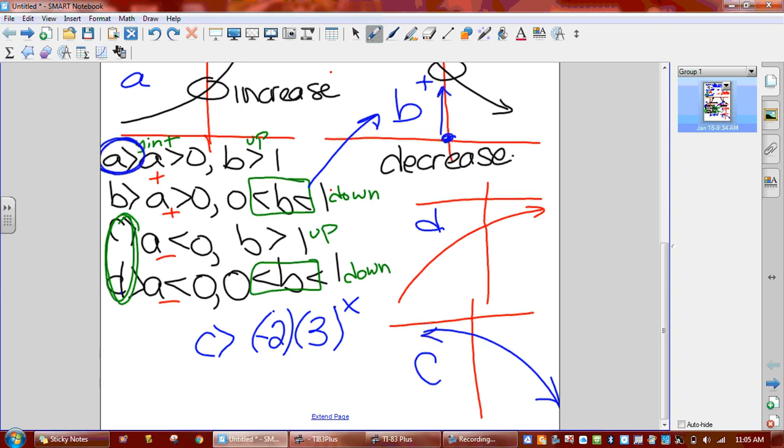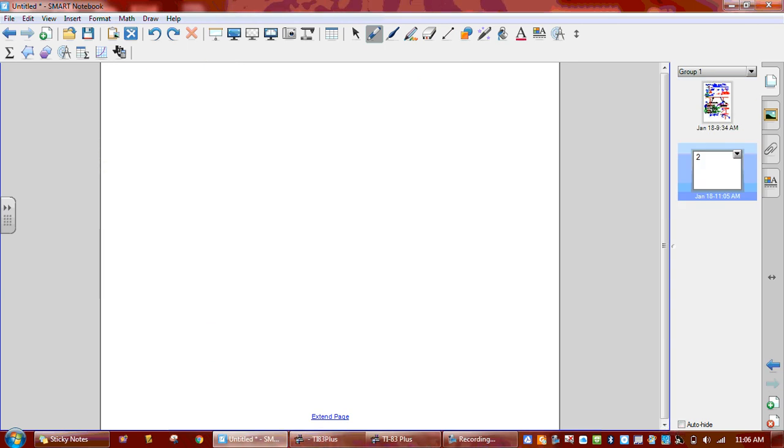All right, good question. Next, let's take a look at how a log would look then. So those are characteristics of exponential graphs. Now, a logarithmic graph, we take a look at log functions. So we'll just call this B, log functions.